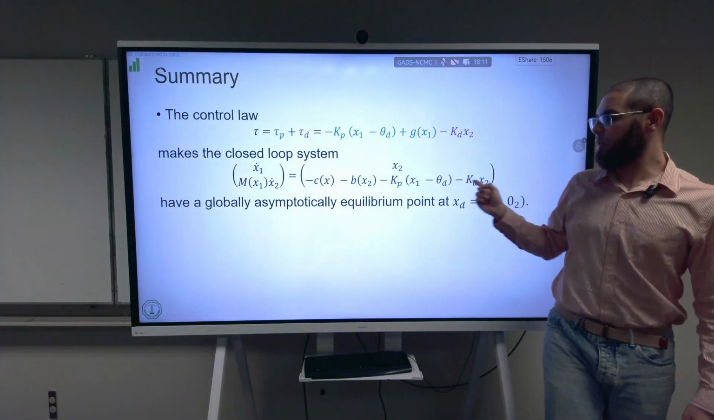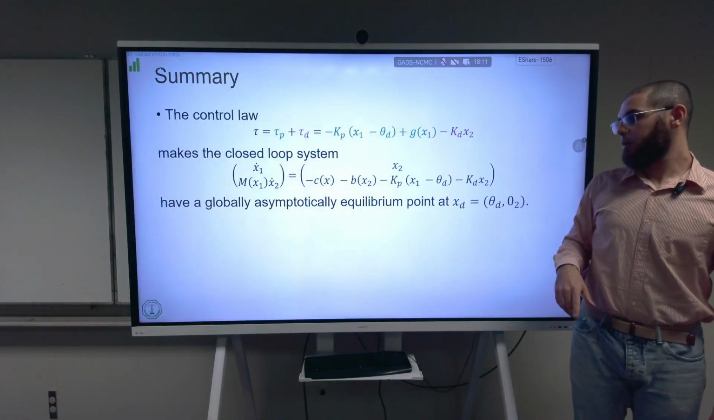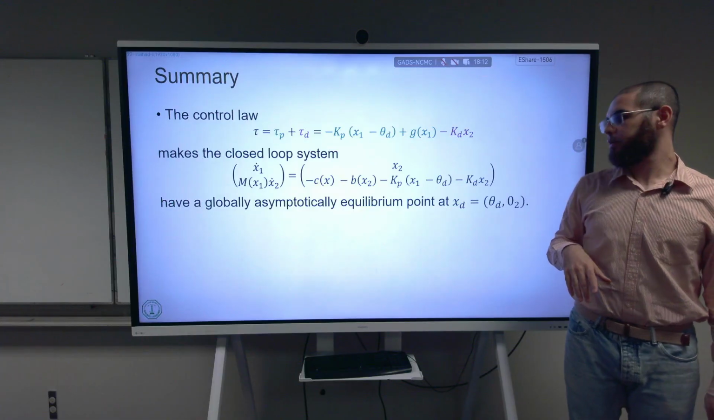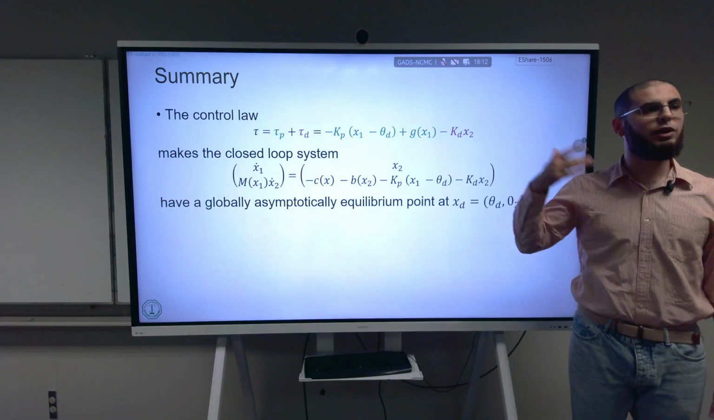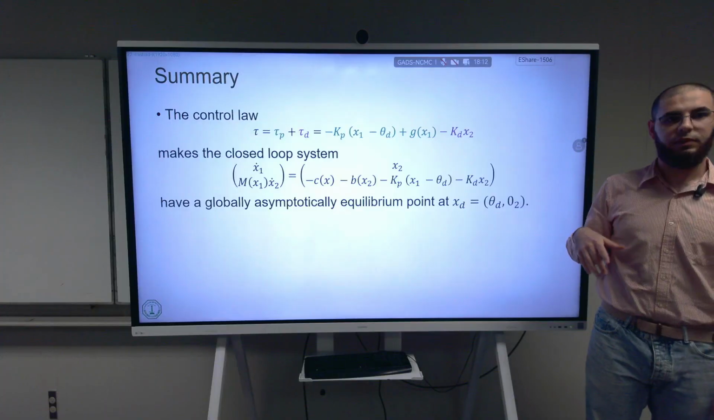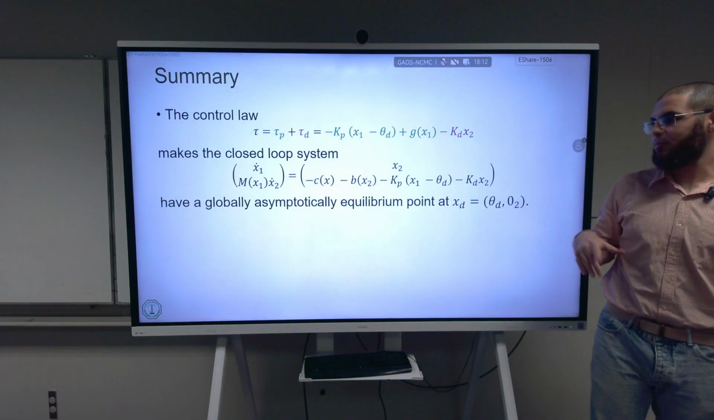You plug that into the closed loop system, and it becomes like that. You can easily show that it's a globally asymptotic equilibrium point. And by the way, you don't even need to do Lyapunov analysis for that. Actually, no, yeah, you do need Lyapunov analysis because it's still nonlinear.